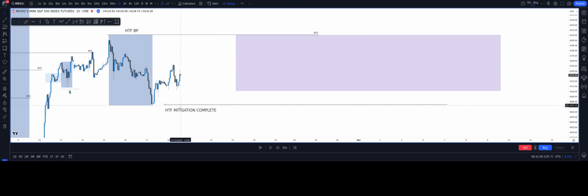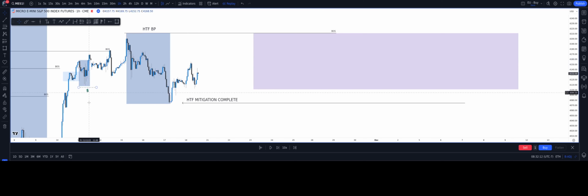High time frame mitigation complete. Okay. Now, I can already see the second one. This is the second one. The second one is actually inside this one. So from, you see how this was all stacked.